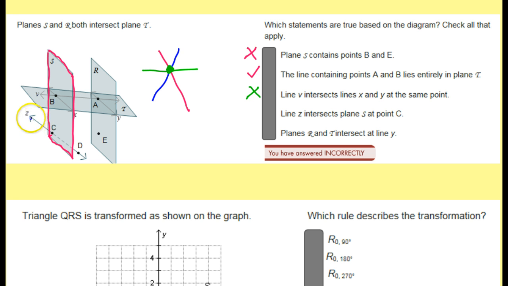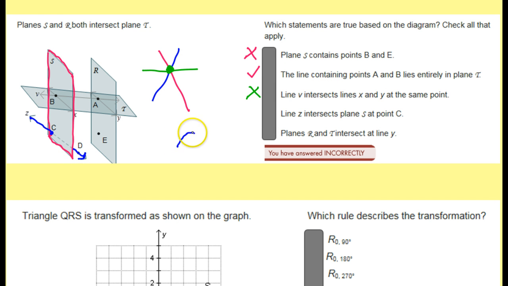Okay, so it looks like line Z comes along and boom, hits the window, and the dotted line means that it's hidden. It's behind the glass. And then here it's got to the edge of the glass, and that's why you can see it again.